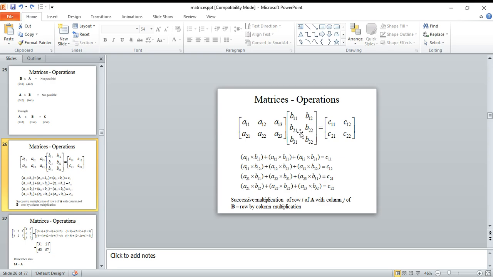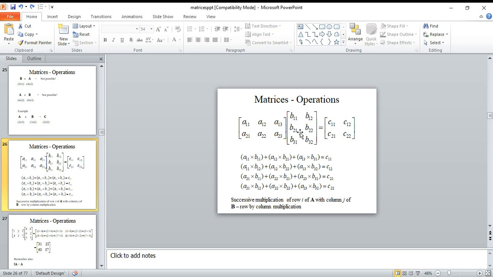Don't get confused. First row, first element A11 with column element B11, plus A12 into B21, the second element of the first column, next A13 into B31. It will give the first element of the multiplication matrix. And next, the first row with the second column.